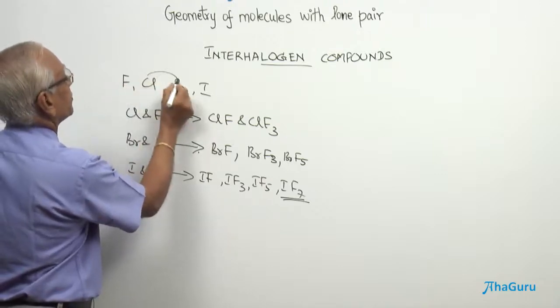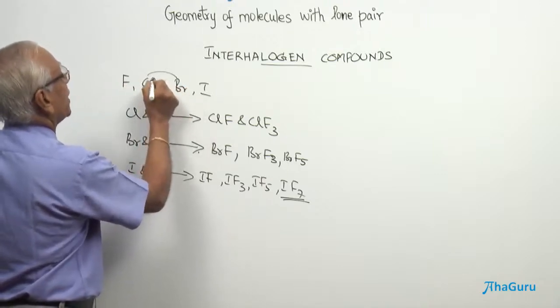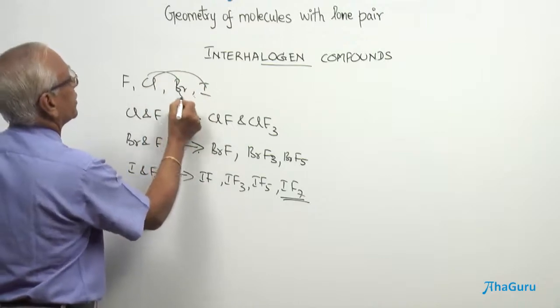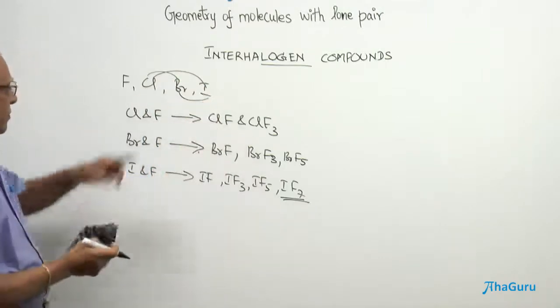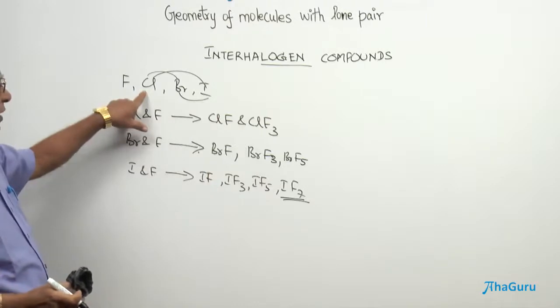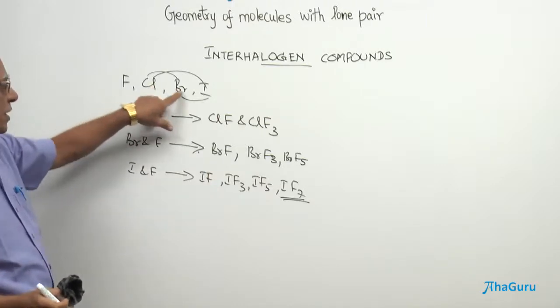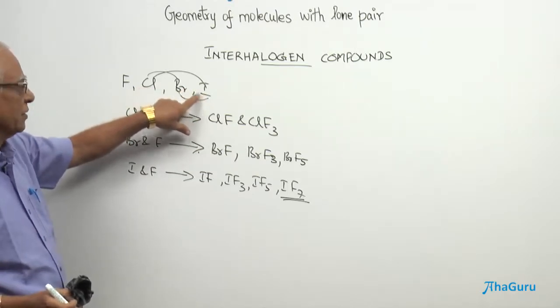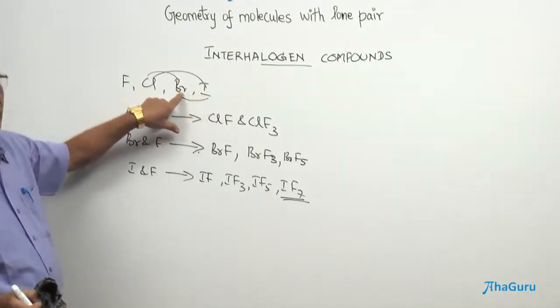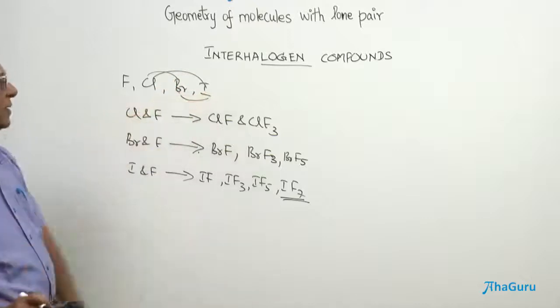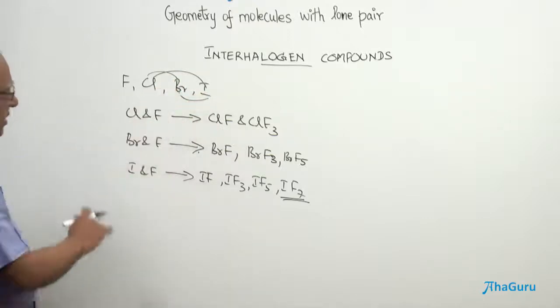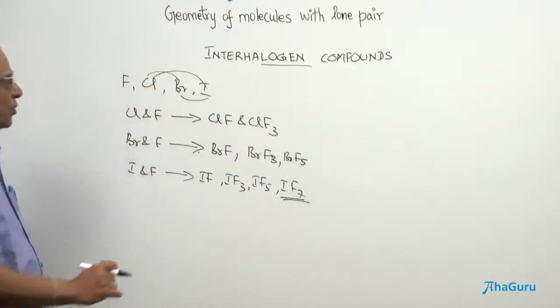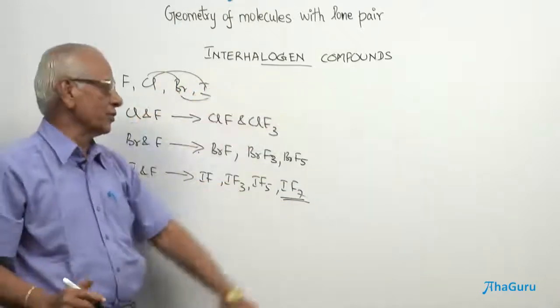There could also be reactions between the other pairs of halogens. When chlorine and bromine combine together, they can form BrCl and BrCl3. Iodine and bromine can combine together to form IBr3 only. It cannot form IBr5. So, my dear students, these compounds are called interhalogen compounds.